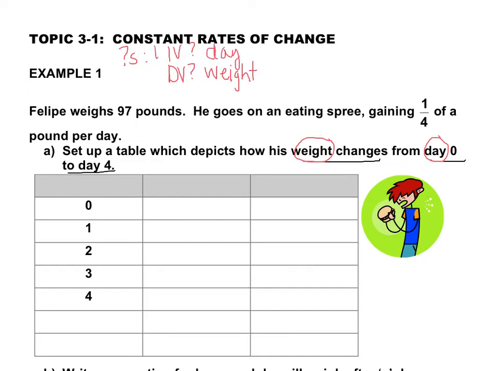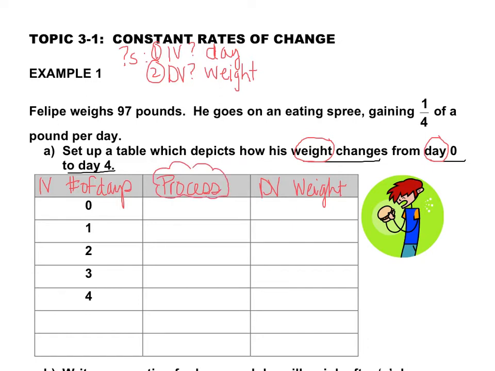Okay? Once you get those two questions answered, you can start to label your table. Your independent variable will always be the very first column, which is going to be the number of days. Your dependent variable is going to be the last column, and that's going to be his weight. Now this column that we have in the middle, I call this a process column. So we're going to show the process that it takes to figure out the weight.